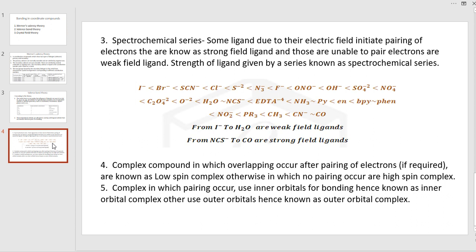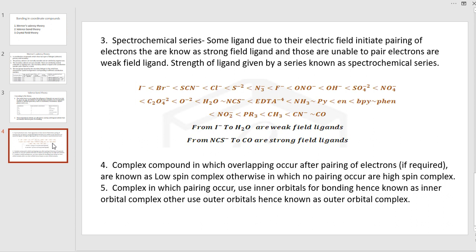Now a complex compound in which overlapping occurs after pairing of electrons, if required, is known as a low spin complex. The complexes formed after pairing takes place are considered low spin complexes. It means if there is a strong field ligand, it may cause pairing, and if pairing occurs, that compound will be a low spin complex, because due to pairing the spin quantum number value decreases. Otherwise, that will be a high spin complex.